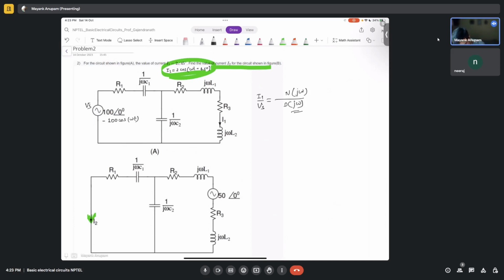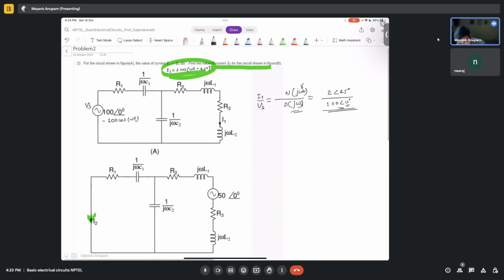But now, this has been given to you, I1 was given to you. I1 is how much? 2 angle 45. And this is 100 angle 0 degree, right? Omega actually is fixed, but omega is not given here. Only the phase and magnitude are given. So there is some omega, let's call it omega naught here, and based on that, this is the information that has been given to you.